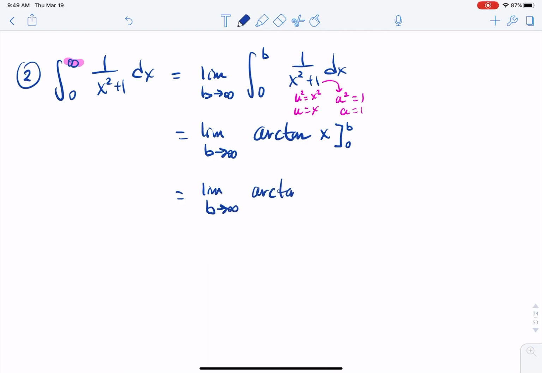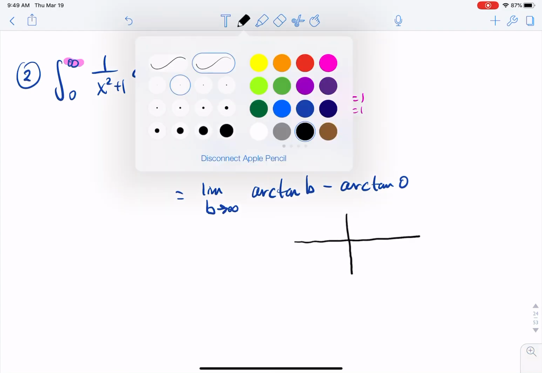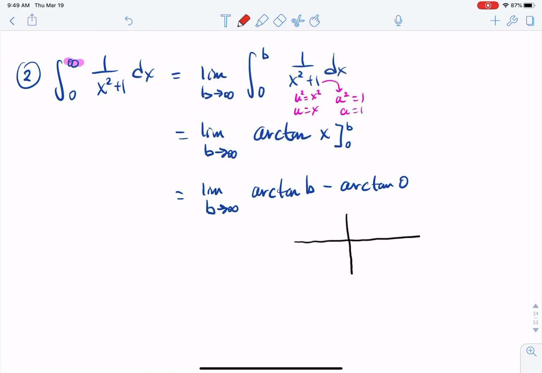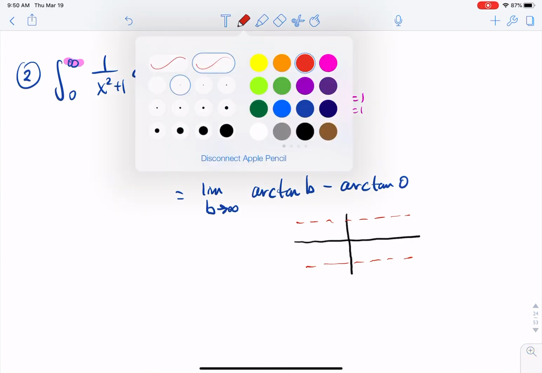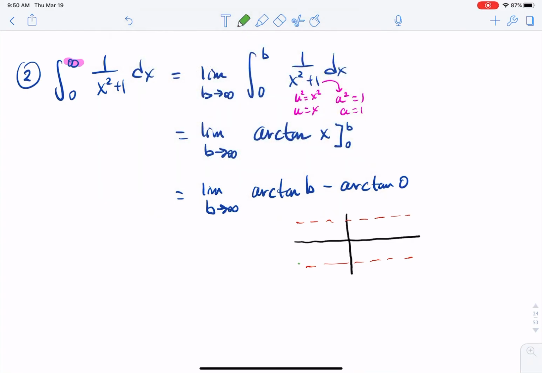Arctangent of b minus the arctangent of 0. All right, in order to evaluate this, I'm just going to go ahead and draw a graph, just a sketch of what arctangent looks like in case you have forgotten. We've got two horizontal asymptotes. And then it kind of looks like the cube root function, sort of like that.